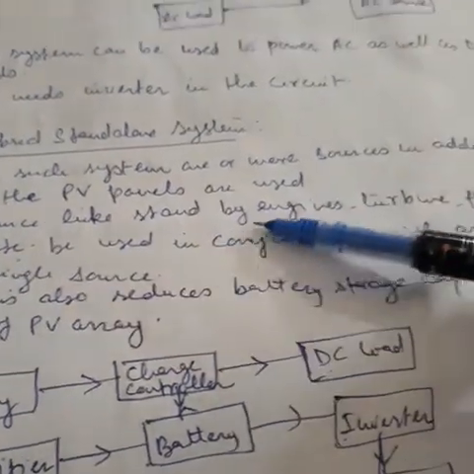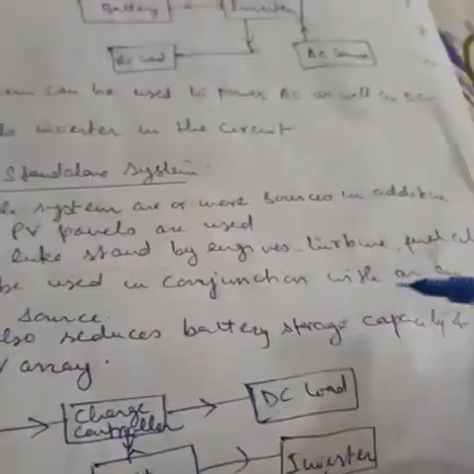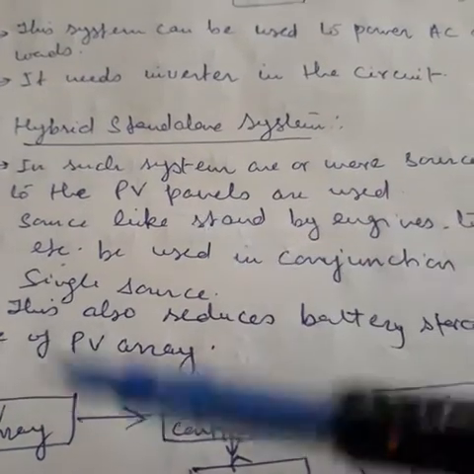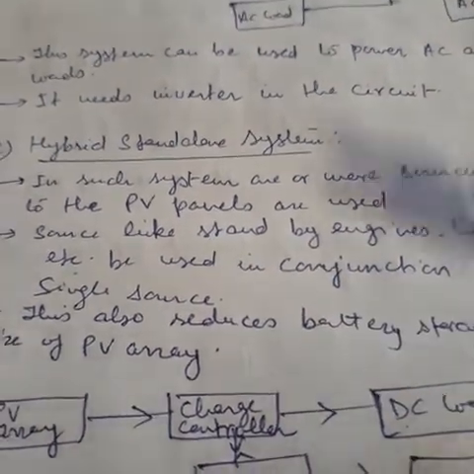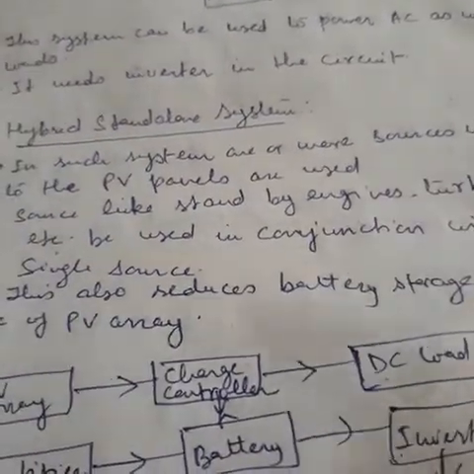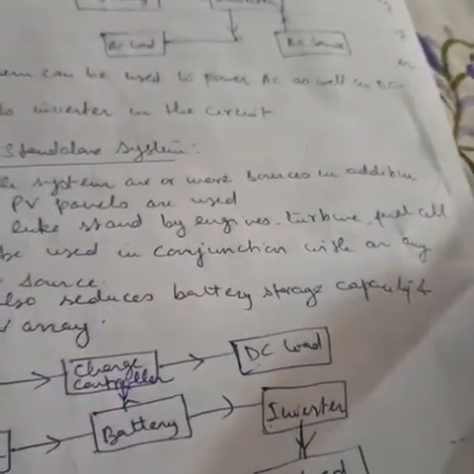Sources like standby engines, turbines, fuel cells, etc. are used in conjunction with the single source. So a hybrid system contains sources to run such as the engine, turbine in conjunction with the single source. This also reduces battery storage capacity and size of the PV array.